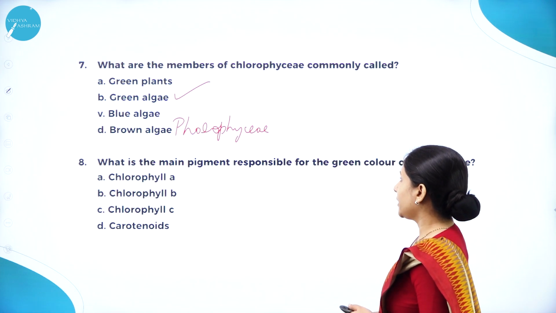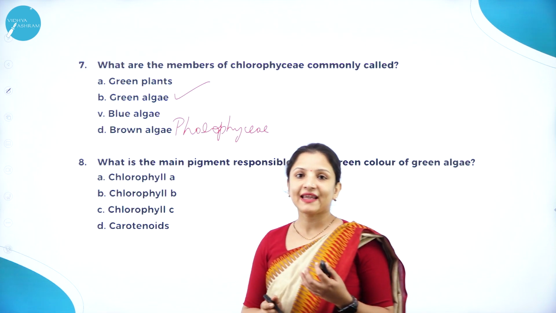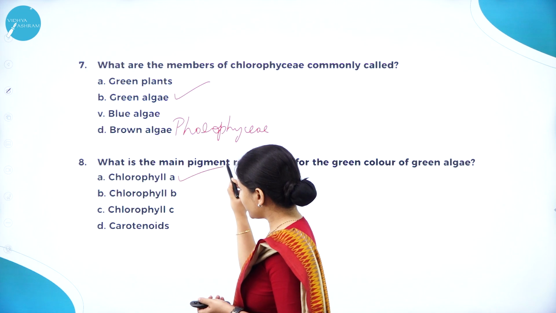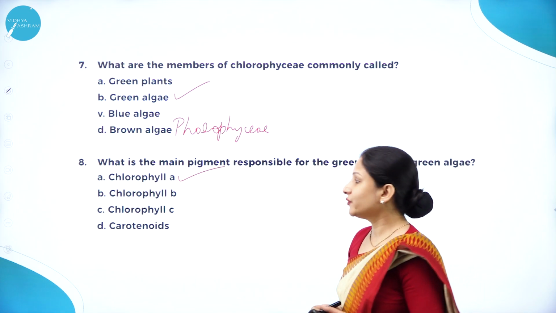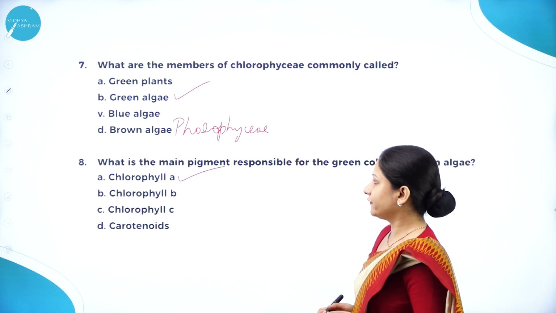Next, what is the main pigment responsible for the green color of green algae? Options are chlorophyll A and B, both are present in green algae. But in that, chlorophyll A is mainly responsible for the green color. Okay, so don't get confused. When both are given, it's better you mark chlorophyll A. So the answer is chlorophyll A.